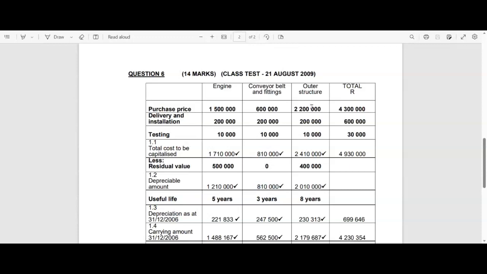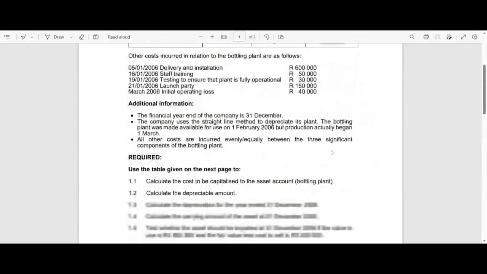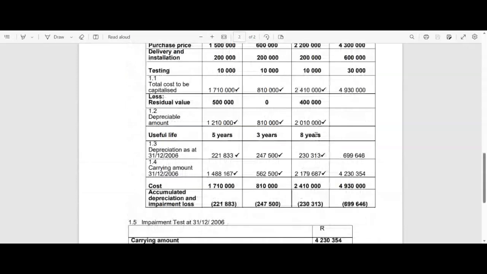And then our outer structure, it has a total cost of 2,410,000. We saw earlier, we can maybe just scroll up again. We saw there that the residual value is 400,000, which means that we believe that we will, at the end of that 8-year period where we have used it, be able to sell it for 400,000 rands, right? That is what we aim for.